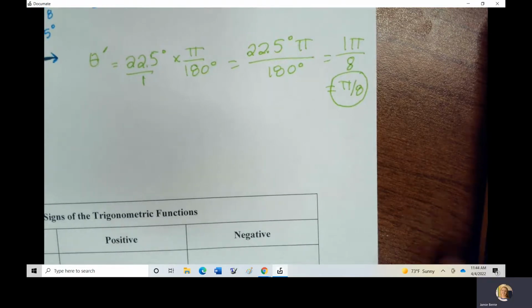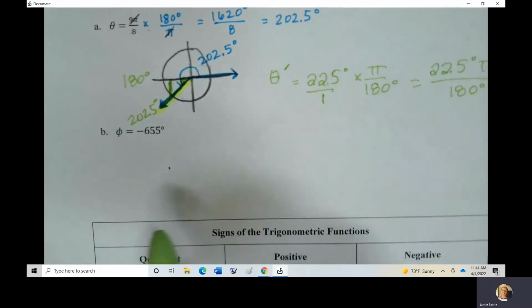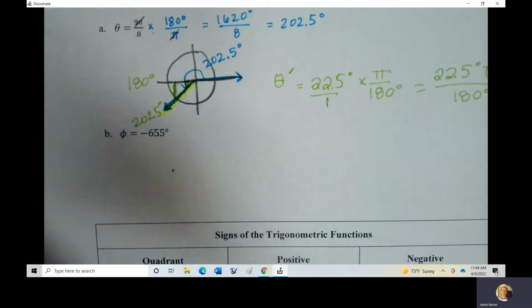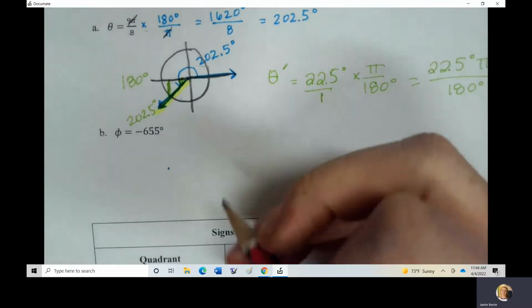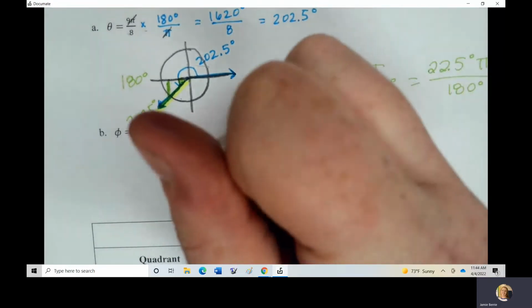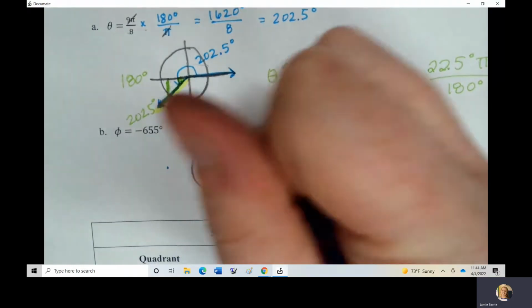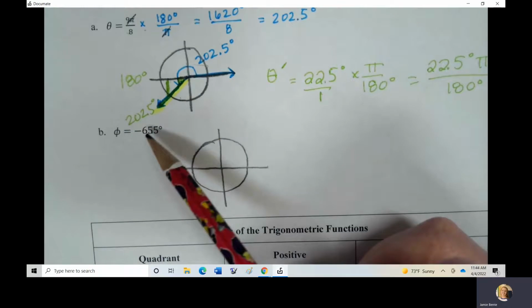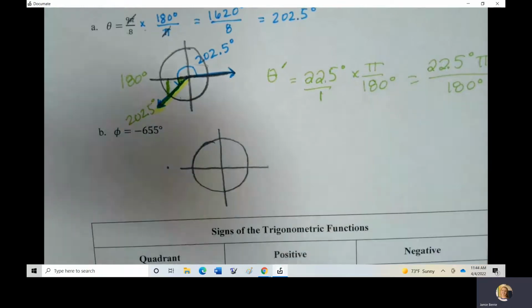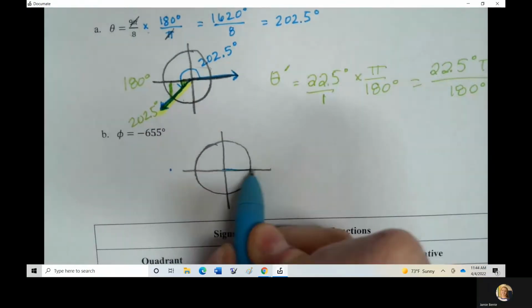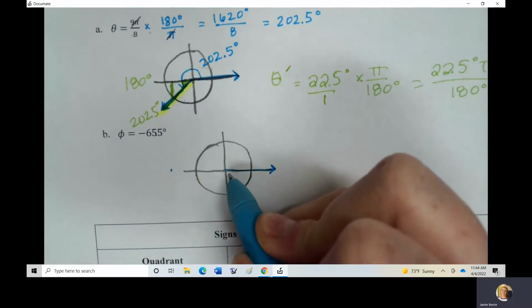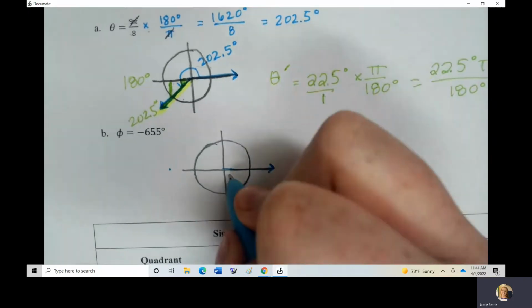Now let's look at part B. This one is always hard for me to draw, so I'm going to take my time with this one. So again, first step when you're finding the reference angle, my advice is to draw it first. So draw yourself a little unit circle. All right, this one's a negative angle, so we're going to start here. Here's our initial side, and we're going to go clockwise since this is a negative angle.